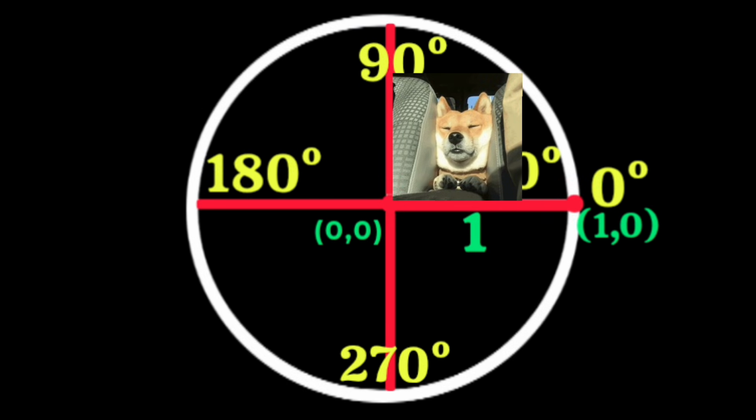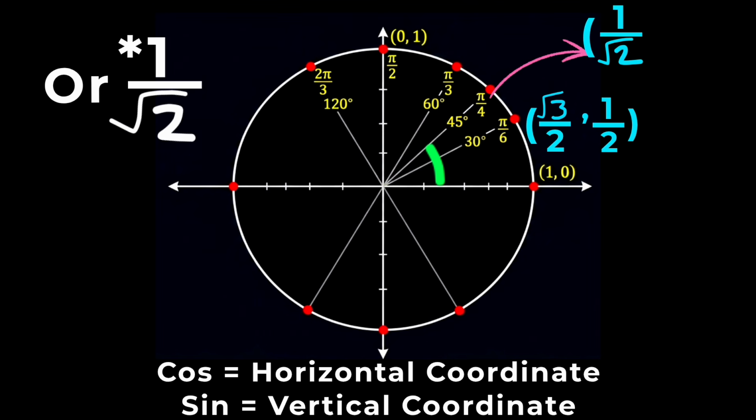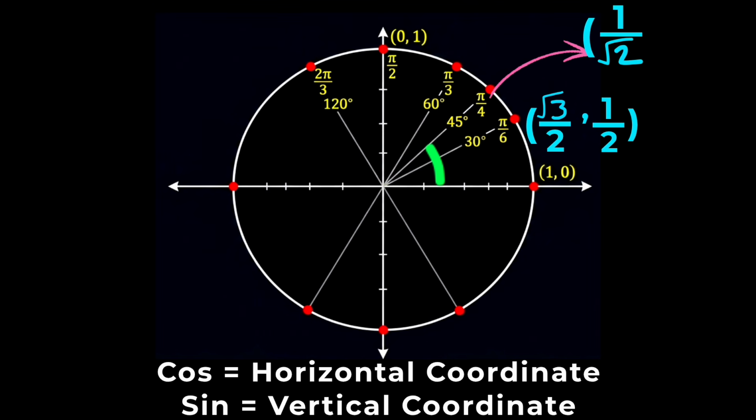Now let's move between them. At 30 degrees, cosine equals square root of 3 divided by 2, while sine equals 1/2. At 45 degrees, cosine equals square root of 2 divided by 2, and sine also equals square root of 2 divided by 2.